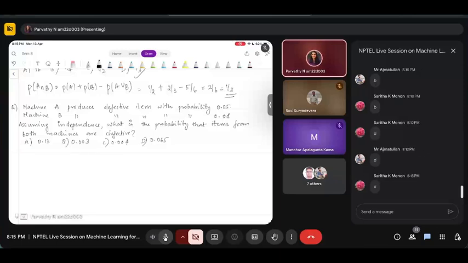Machine A produces defective items with 0.05, B 0.08. That is independent. Then what is the probability that items from both are defective? Yeah. So for independent events, P of A intersection B is P of A into P of B, and here it is 0.05 into 0.08, which is 0.004.